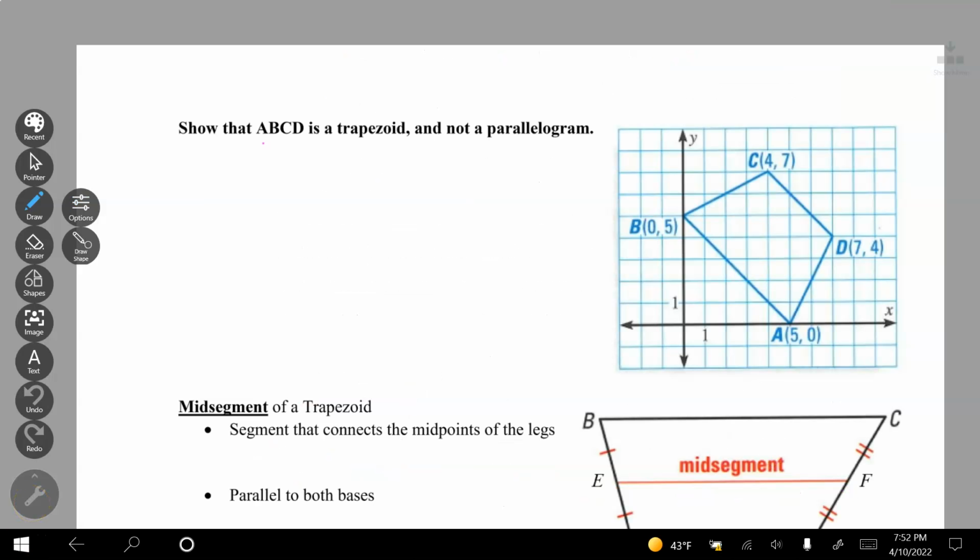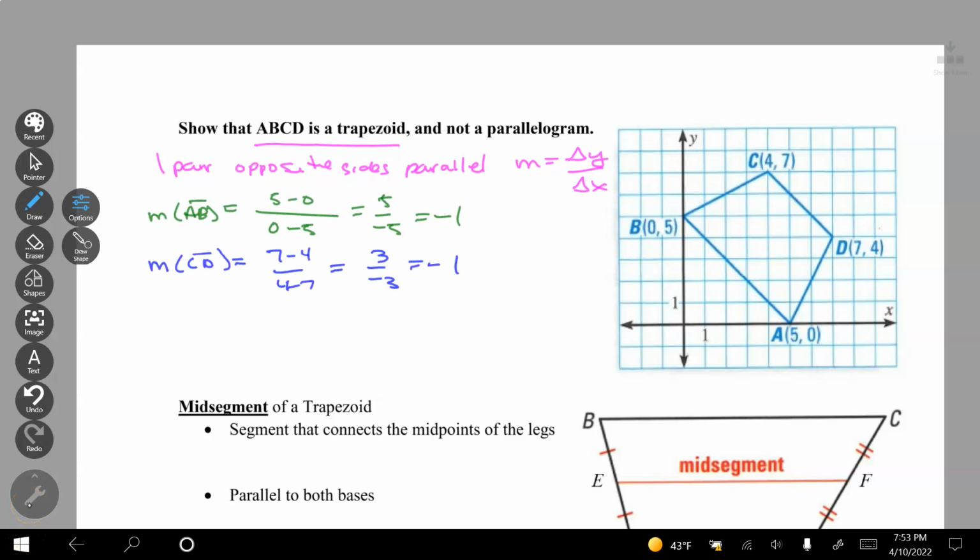So I want to show that ABCD is a trapezoid, not a parallelogram, by only having one pair of opposite sides being parallel. That means I should show that their slopes are congruent. So looking at this by eyeballing it, I think AB and CD are parallel, so they should have the same slope. I'm going to show the work. So you can see I found the slope for segment AB and segment CD, and they both have slopes of -1, so they must be parallel.